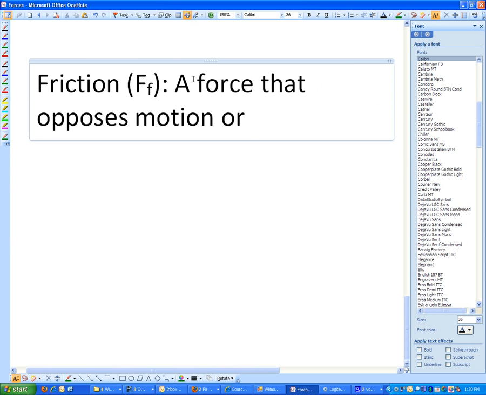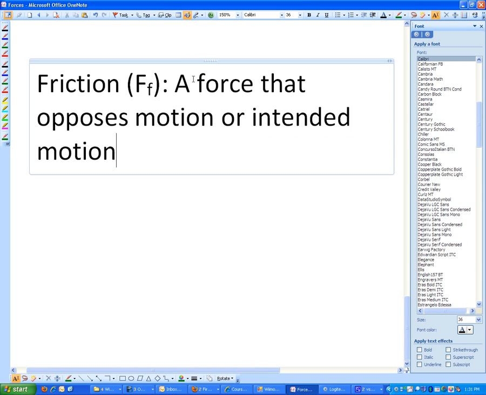I'm going to say it opposes motion or intended motion. So that's the book there, I'm trying to make it move. It's intending to move, but there's something stopping it. And that would be friction trying to keep it in place. So it's the force that opposes motion or intended motion. So I would focus here on two words. I focus on just the fact that it opposes motion, and then this is kind of a new idea, maybe it also opposes intended motion.